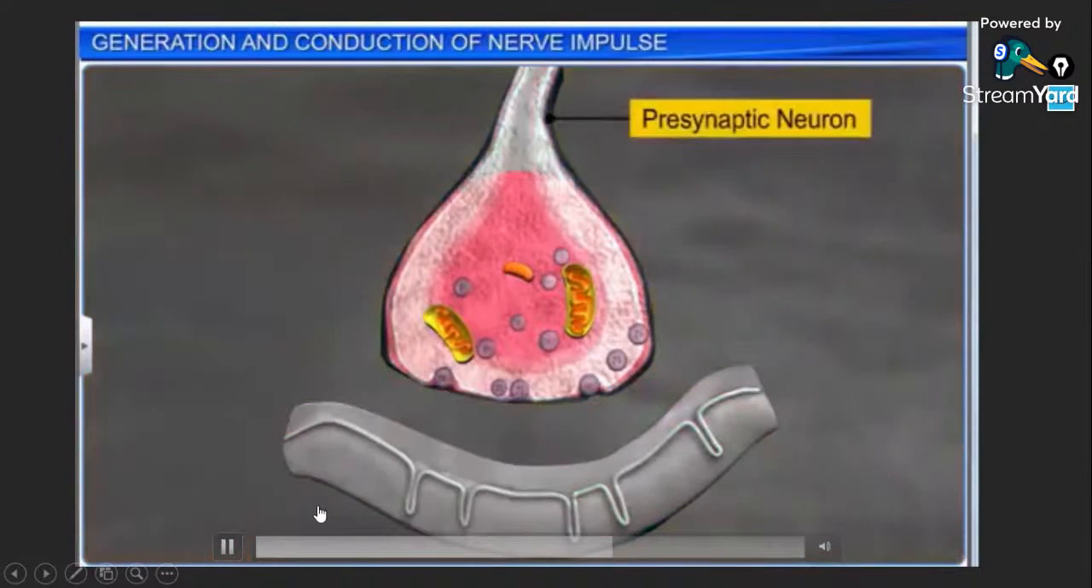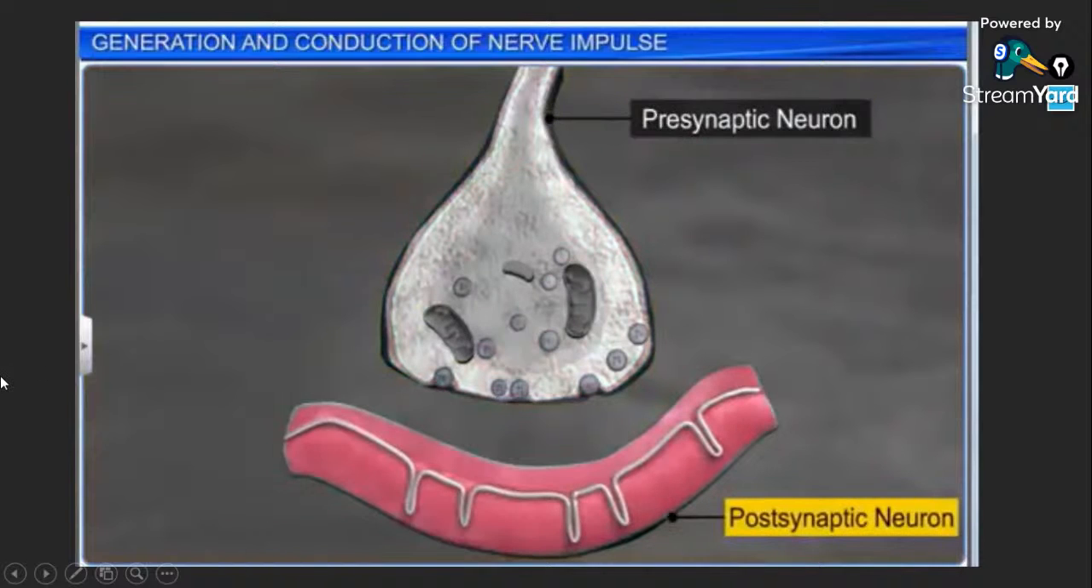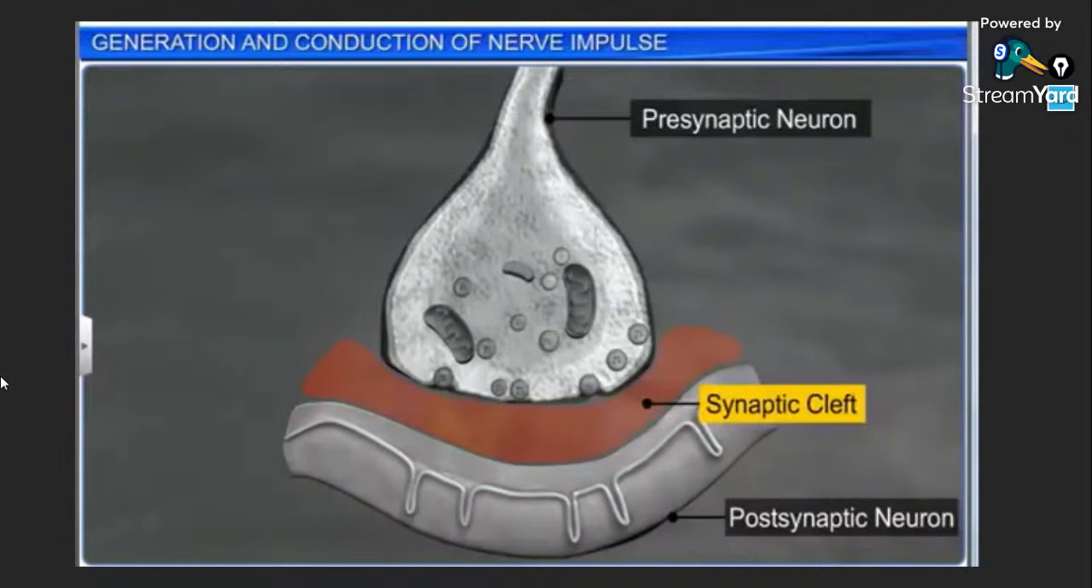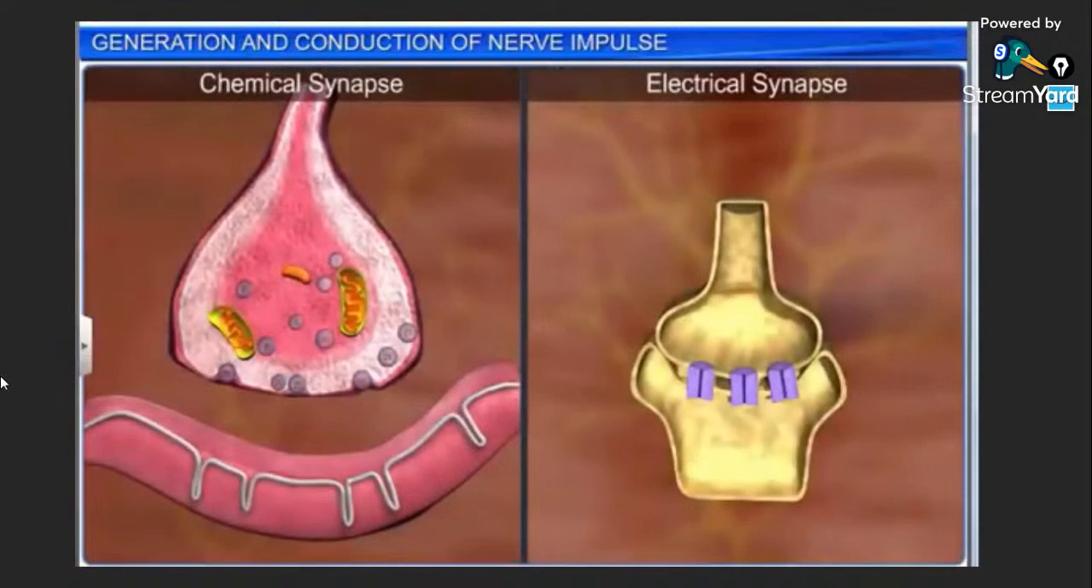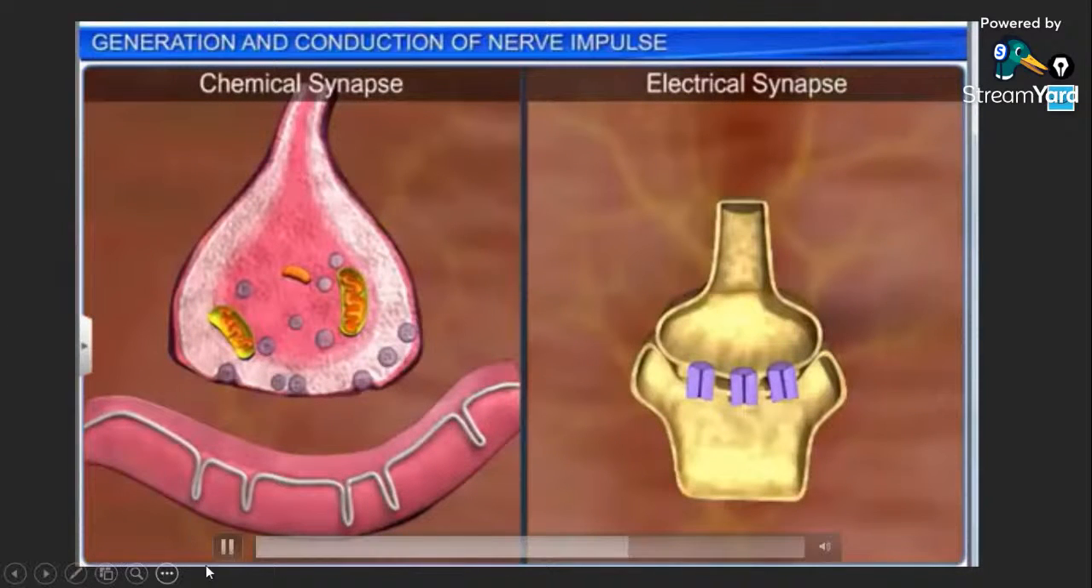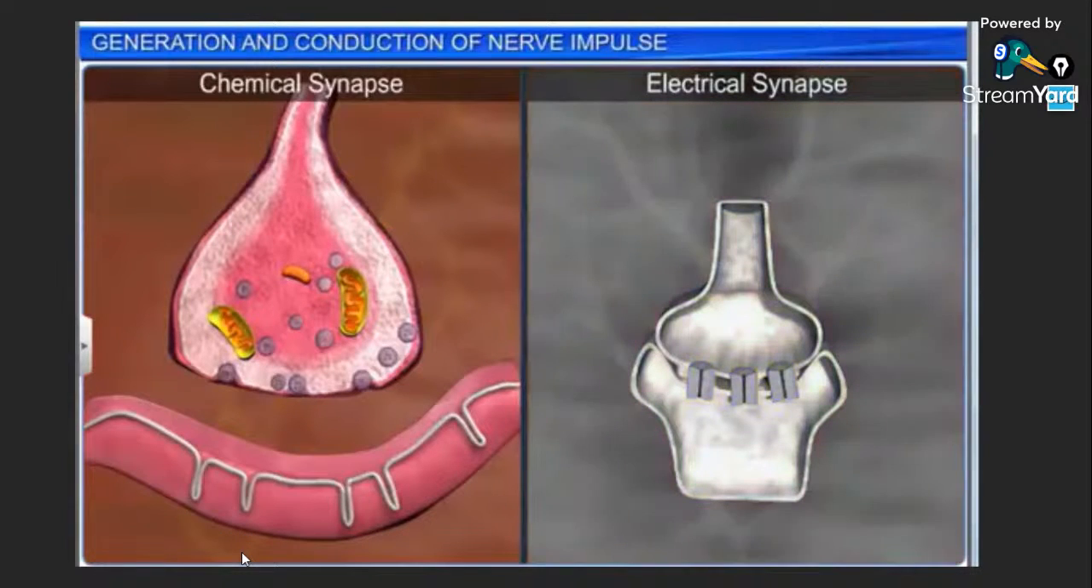Yes, we'll watch from the synapse onwards. A synapse is formed by the membrane of a presynaptic neuron and a postsynaptic neuron, which may or may not be separated by a gap called the synaptic cleft. There are two types of synapses. Look, in a chemical synapse, there is a synaptic cleft. But in an electrical synapse, there is no cleft. They are in very close proximity. These are chemical synapses and electrical synapses.